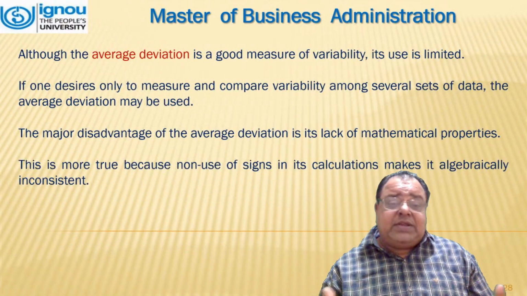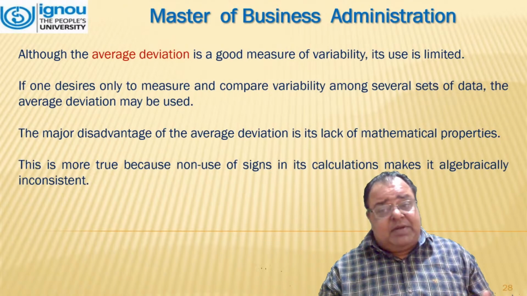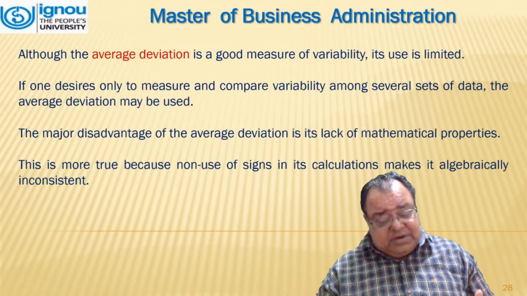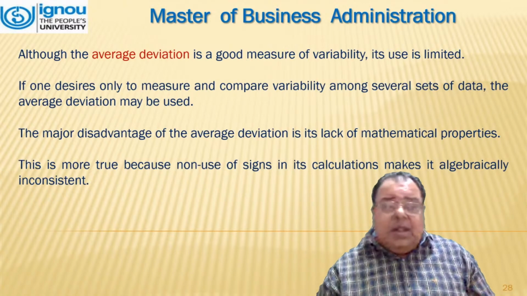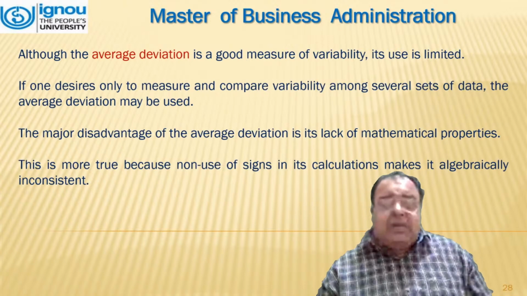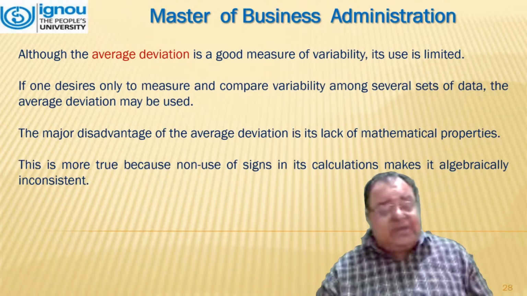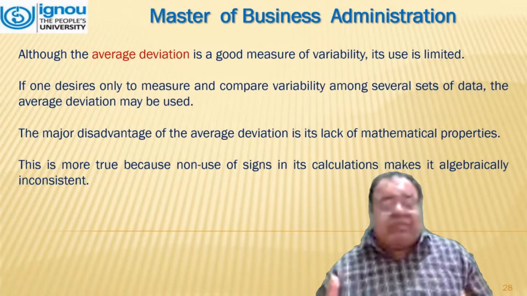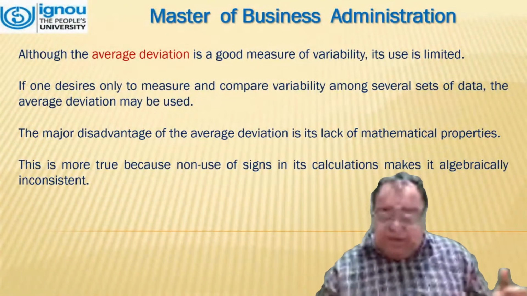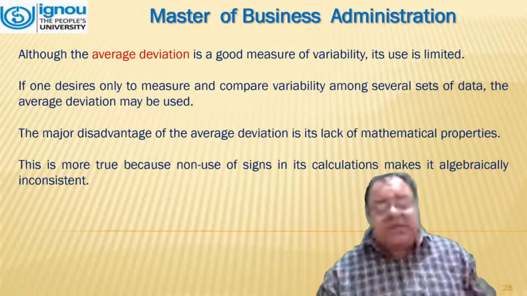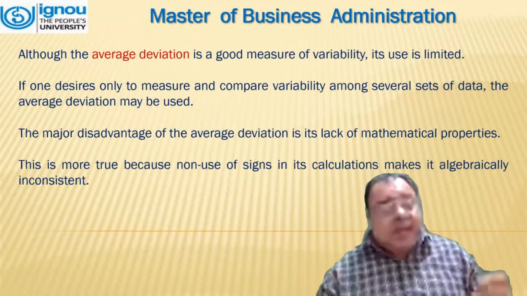Although the average deviation is a good measure of variability, its uses are limited. If one desires only to measure and compare variability among several sets of data, the average deviation may be used. The major disadvantage of average deviation is that it lacks mathematical properties. This is because non-use of signs in its calculations makes it algebraically inconsistent.